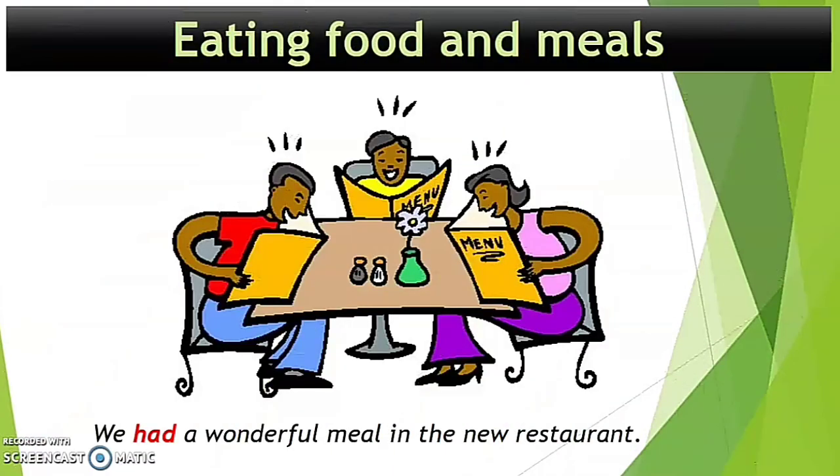The next use is to show eating habits of food and meals. For example, we had a wonderful meal in the new restaurant. Another example, can I have a cake as well? Shall we have lunch together? So these are examples indicating eating habits.